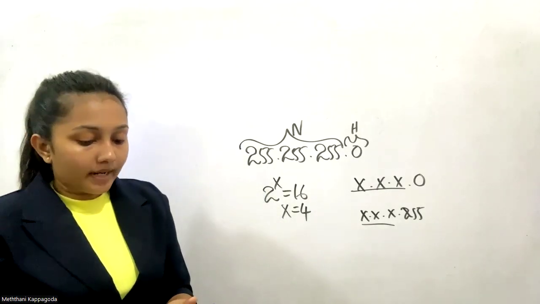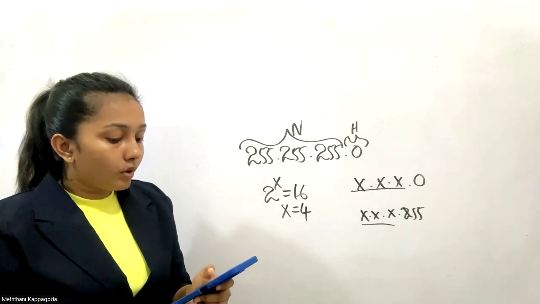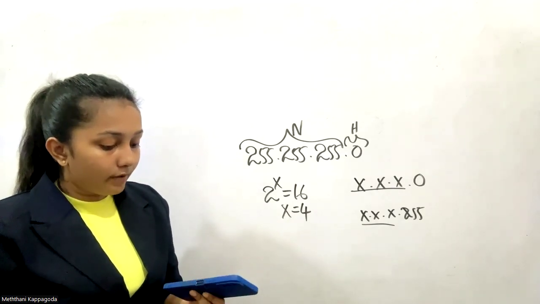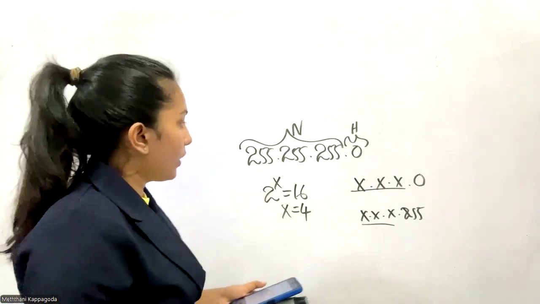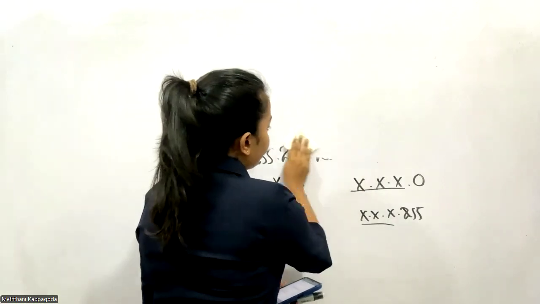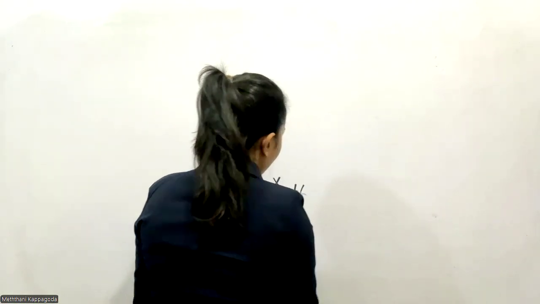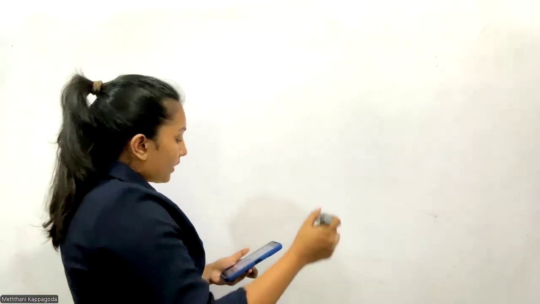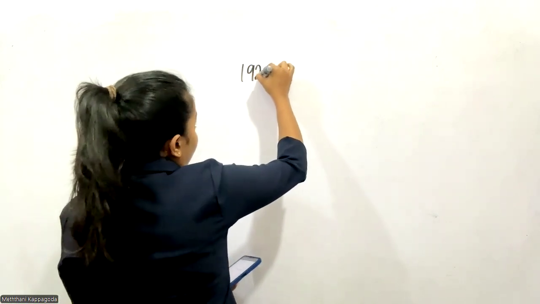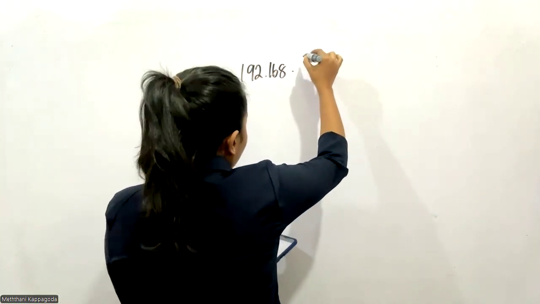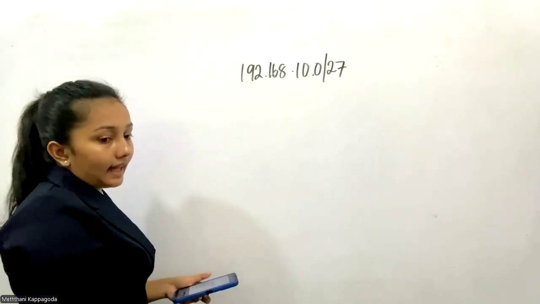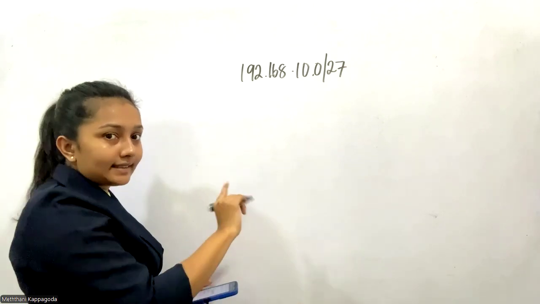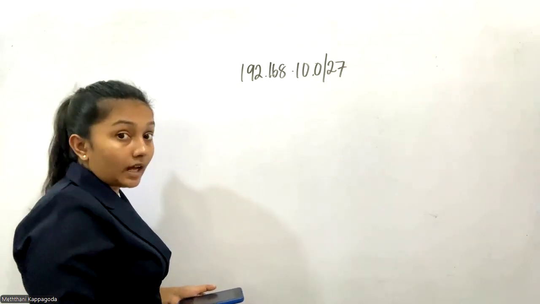Then question number 20, the last question. What is the broadcasting address for the subnet 192.168.10.0/27? So this is a class C network. You can see that this has been subnetted. So you have to find the number of subnets.